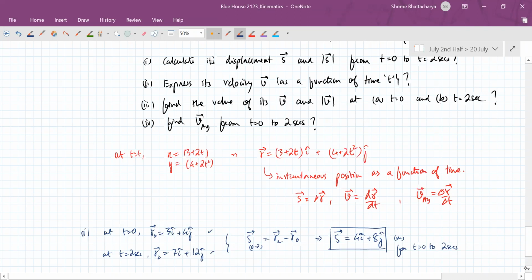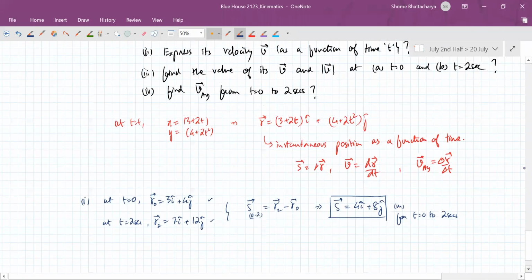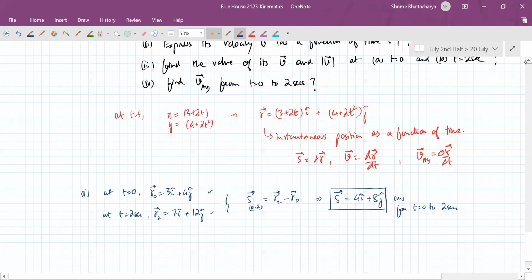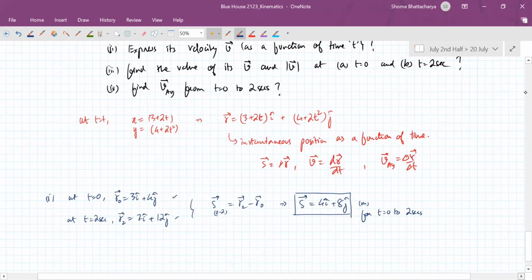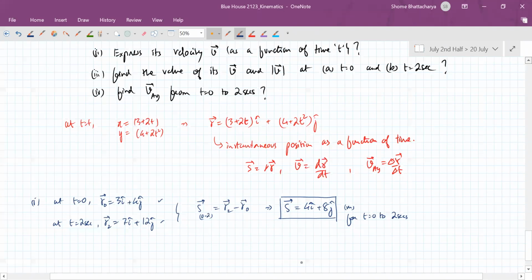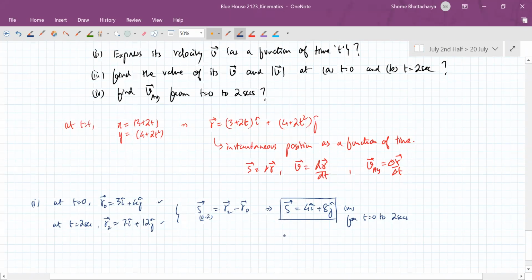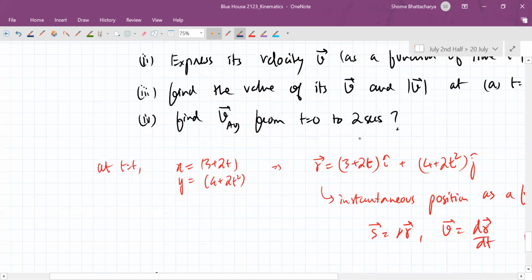Of course, the value of the displacement that we get depends on what time interval we are talking about. If we are not given any time interval, then the question itself doesn't make sense, because displacement is defined for a given time interval. And the magnitude of this, you can simply see, is 4 root 5 meters. Leave the answer in that form only.